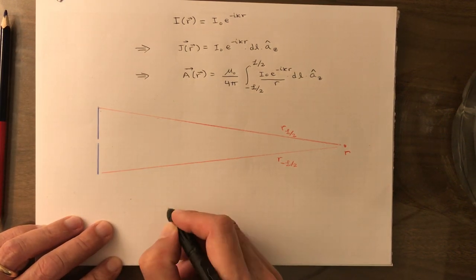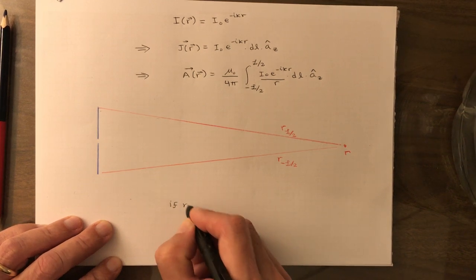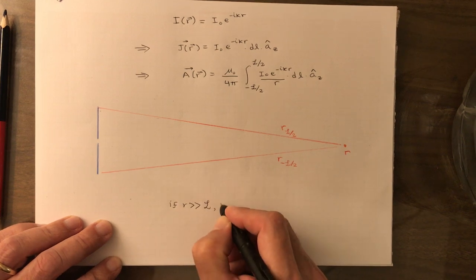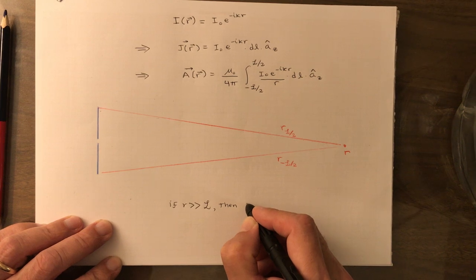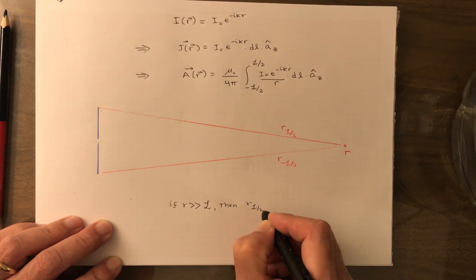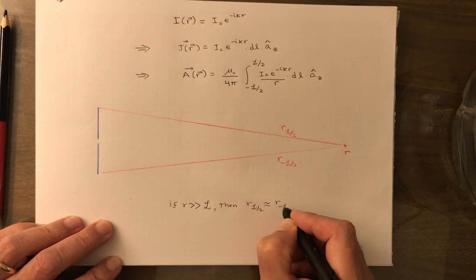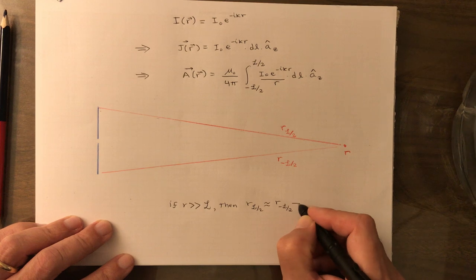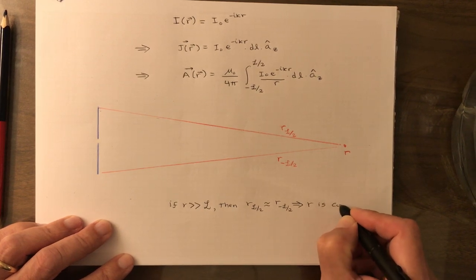So, writing it down mathematically, if r is much, much greater than l, then it follows that r sub l over 2 is more or less equal to r sub minus l over 2, which then implies that r is constant.